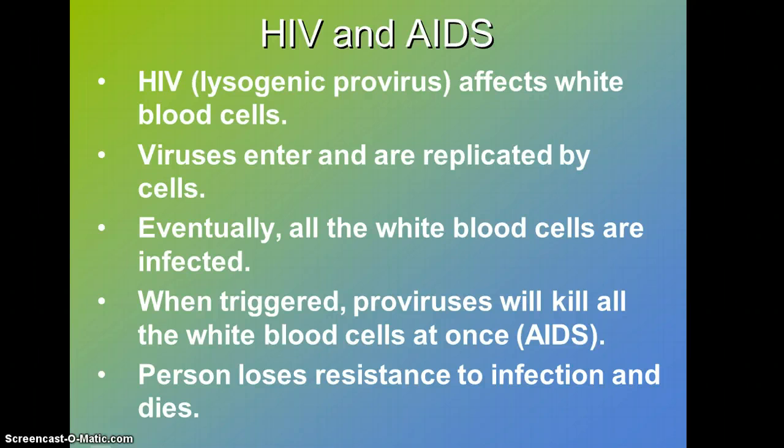So viruses enter and are replicated by cells. Eventually all the white blood cells are infected. When triggered, the provirus will kill all the white blood cells at once. At that point, that's when the person is considered to have AIDS.